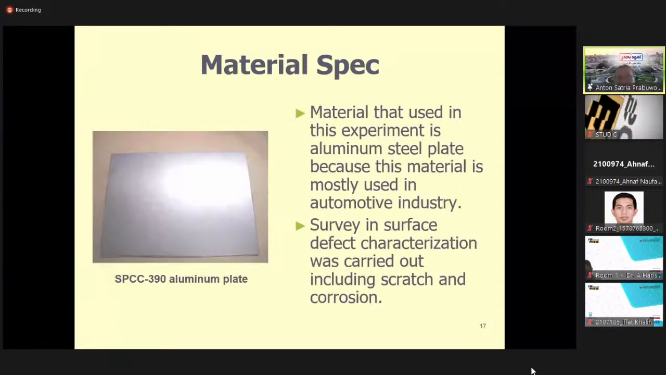So for the material specification, we use SPCC 390 aluminum plate, because it is exactly similar to a car body. So we discussed and consulted with the expert in the automotive industry, then we decided to use this material spec.